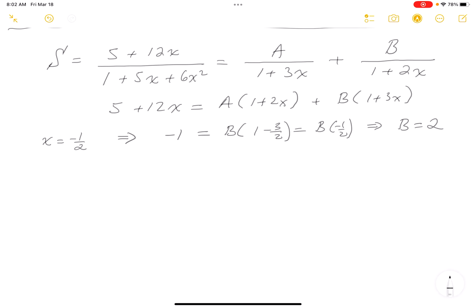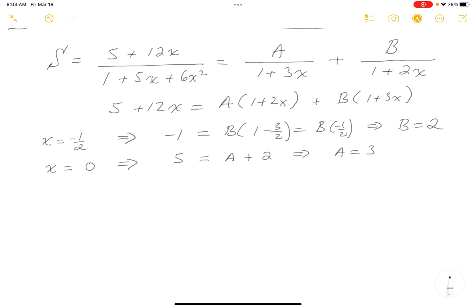All right, let's keep going. I'm going to pick another easy one. Let's pick x to be, I'm going to pick 0 this time. That's going to be 5 on the left side. And let's see, you would just get a plus the b, which is 2. And 1 plus nothing is just 1. So what do I get for a? Fairly simple. a would have to be 3.